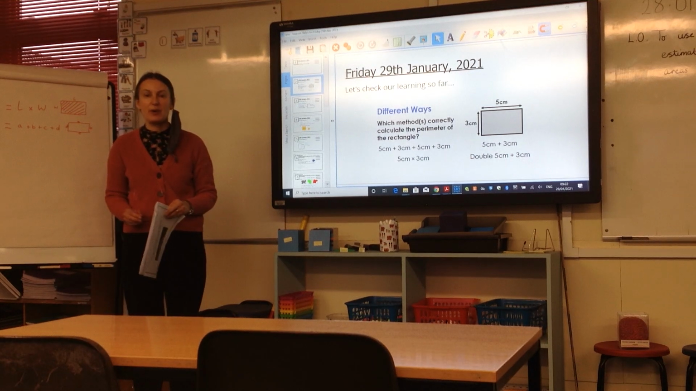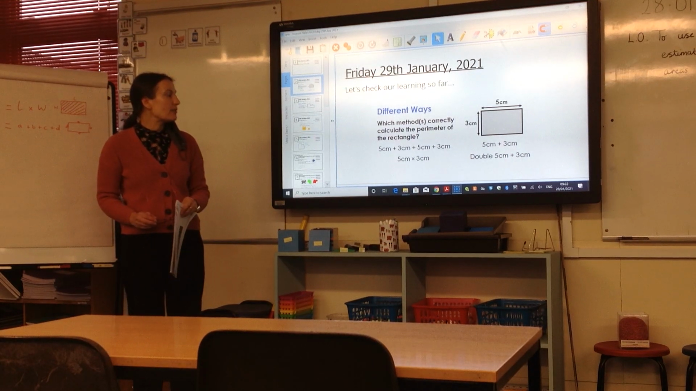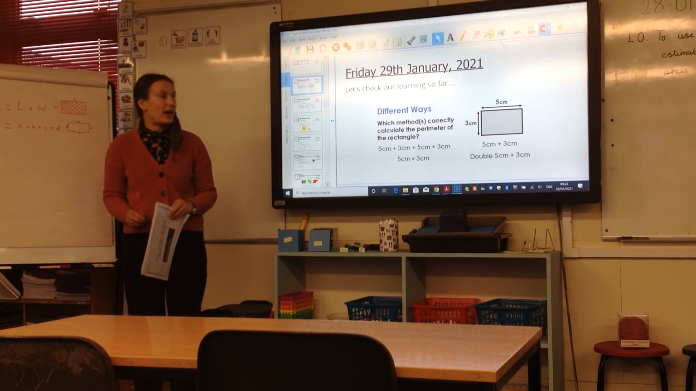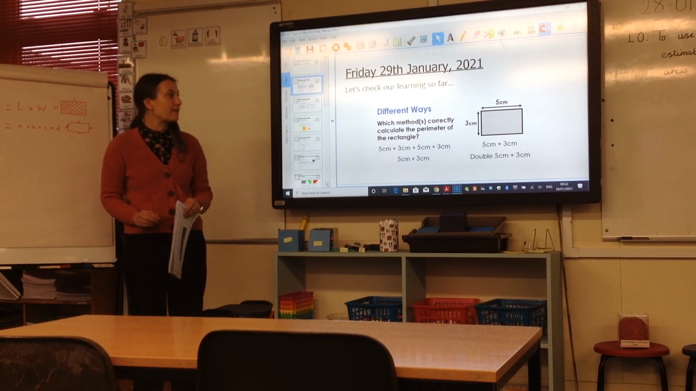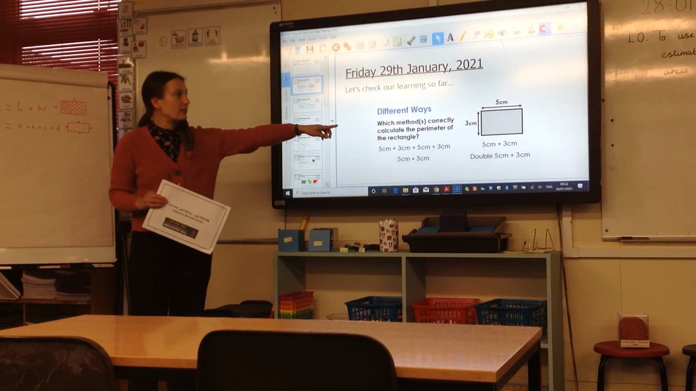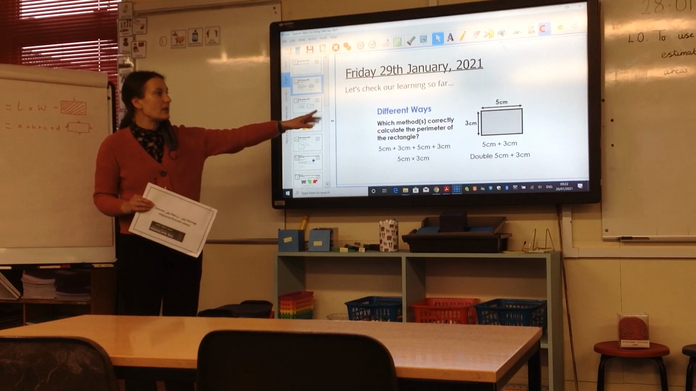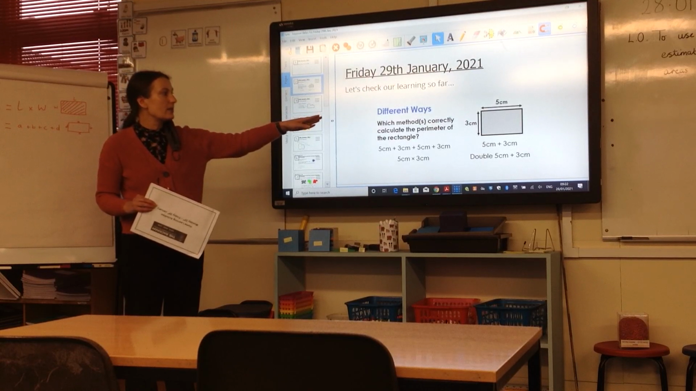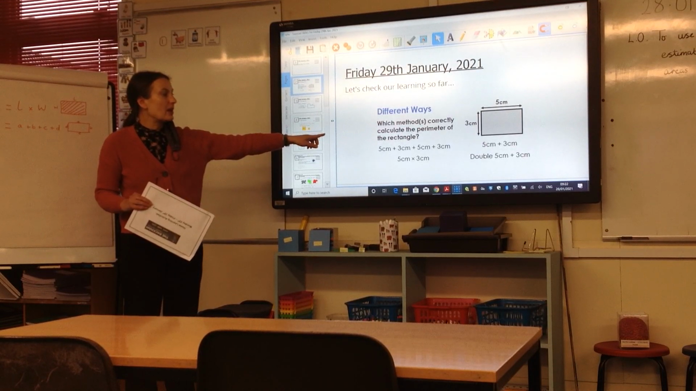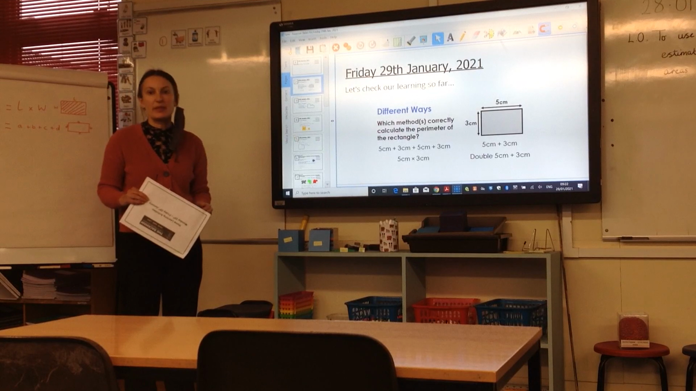Okay, maths part 1. So here we've got our 4 questions that you should have looked at. The first question is called different ways. We've got a diagram with a width of 3 centimetres and a length of 5 centimetres. How are we going to correctly check which of these formulas will be correct to find the perimeter of this shape?